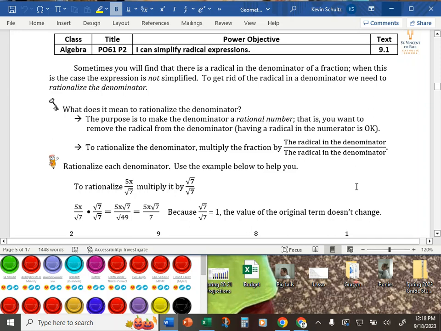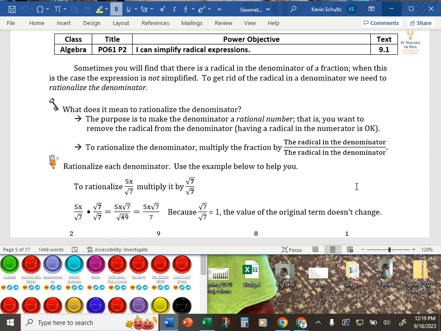In geometry, we are covering part 2 of PO61. It's a big one, but it all has to do with simplifying square roots. In PO61, part 1, we talked about how to simplify just numerical expressions. We talked about how to simplify fraction expressions that involve roots. I even threw in some variables too, just to make things a little fun.